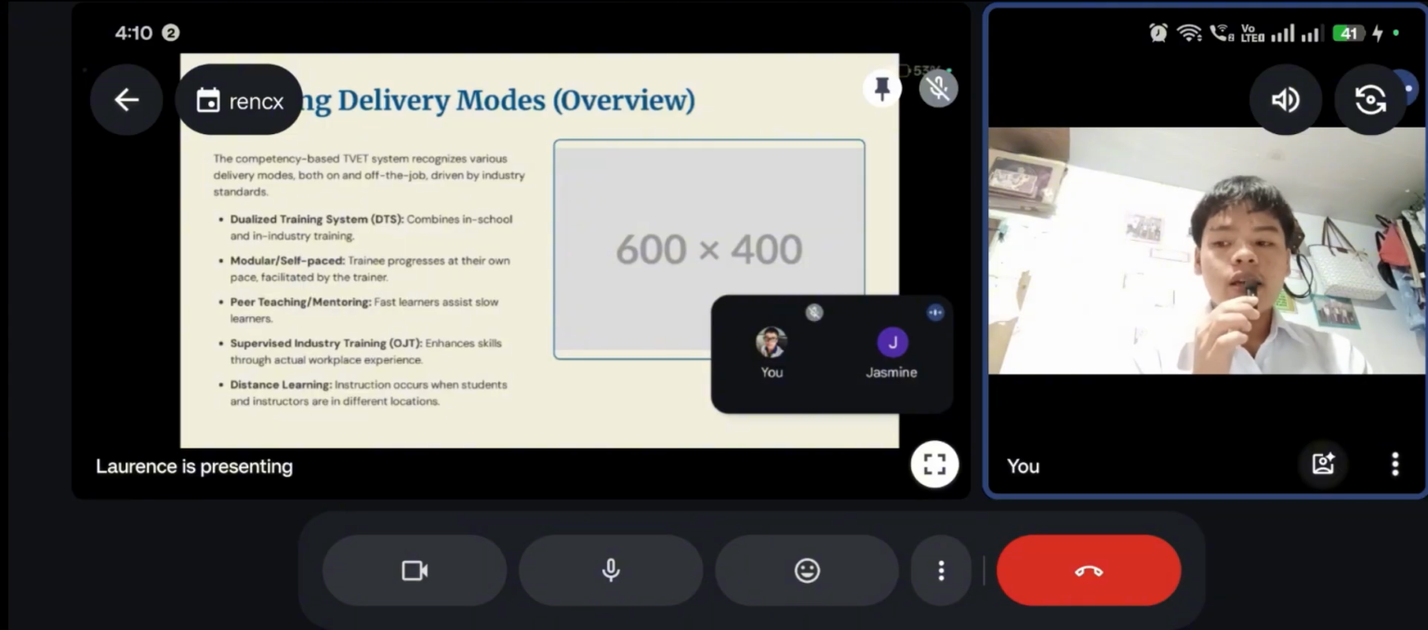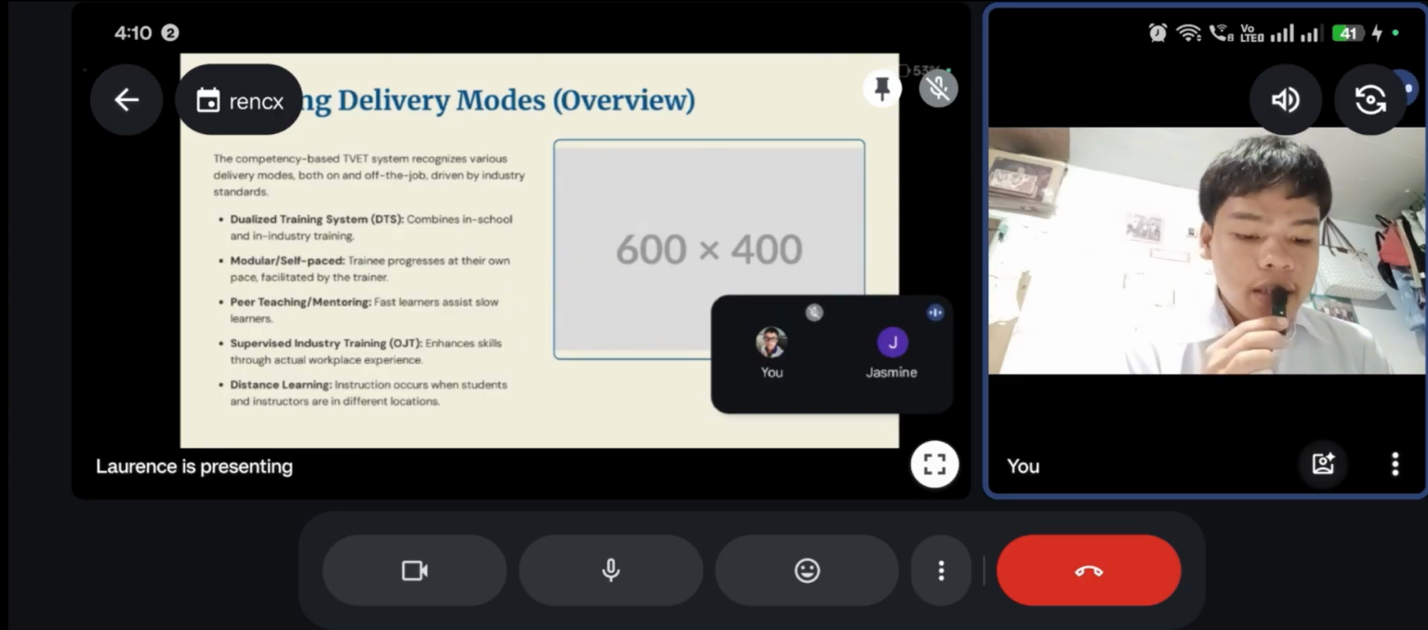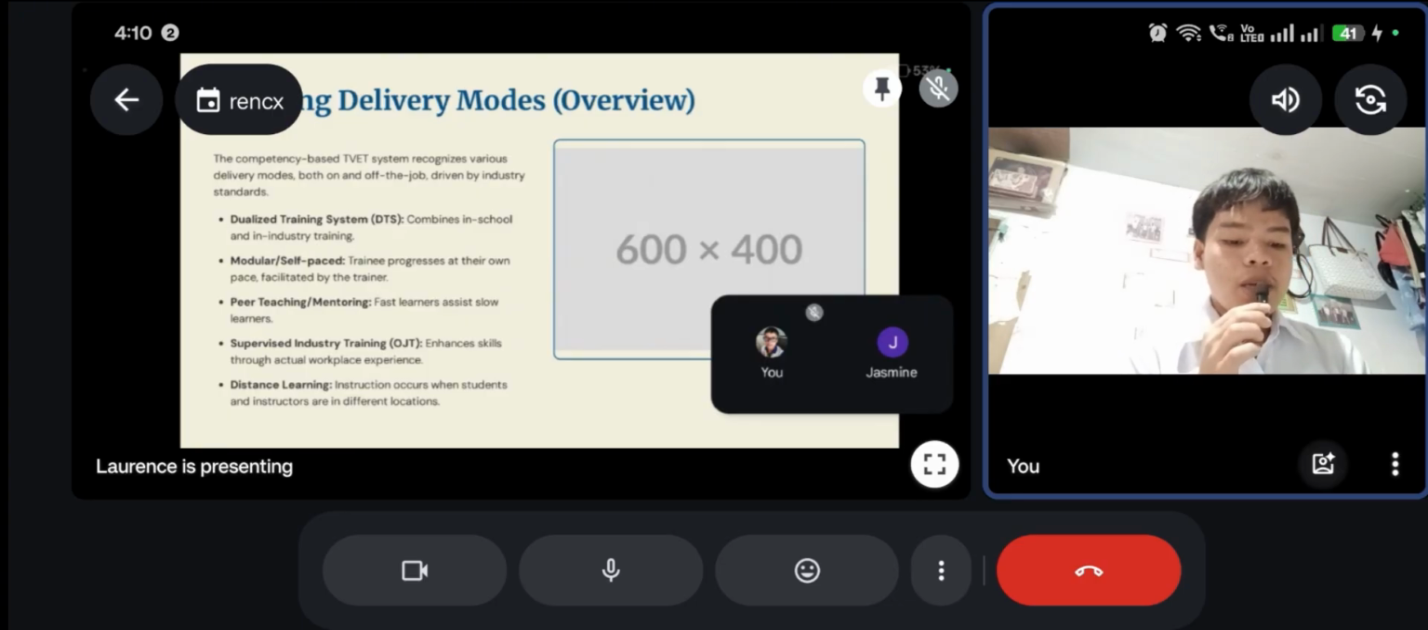Second, modular self-paced. Training progresses at their own pace facilitated by the trainer. Students learn at their own speed with a trainer helping them. Example, a student studies one module at a time, like basic computer skills. They move to the next module only when they finish and understand the first one, no matter how fast or slow they learn. Third one, peer teaching or mentoring.